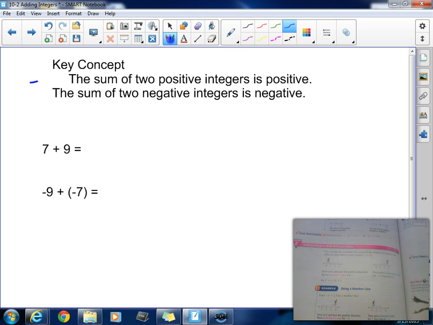So, for example, 7 plus 9 equals 16. The answer is positive because I have 2 positive integers. Next, I have -9 plus a -7. The sum of 2 negative integers is negative, so it's going to be -16. Because once again, as you already practiced, you're moving backwards on the number line. So that is the first key concept. It makes a lot of sense, okay? 2 positive integers, positive. 2 negative integers, negative.